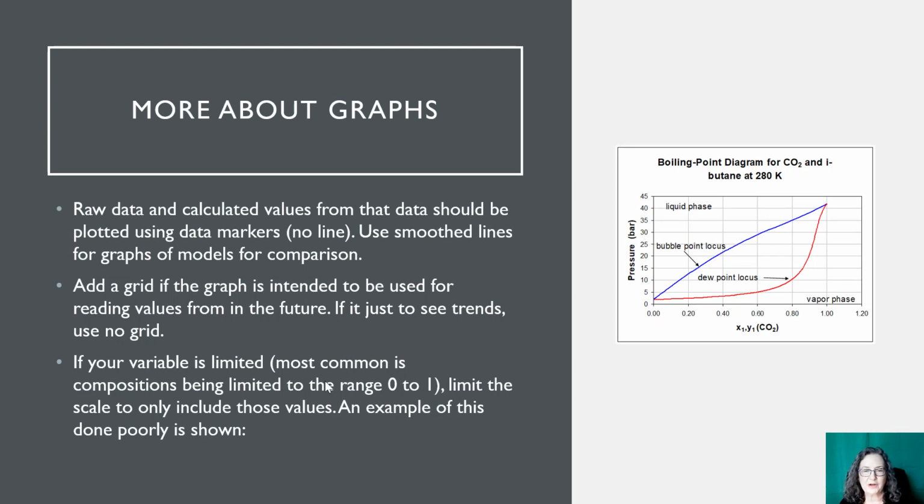Now, if your variable is limited, and this picture that you've been looking at over there is a bad example, the bottom axis is composition. It's physically limited to being between 0 and 1. Then you need to control the axis and only allow it to show between 0 and 1. What the heck is this region over here between 1 and 1.2? So the graph should have ended here.